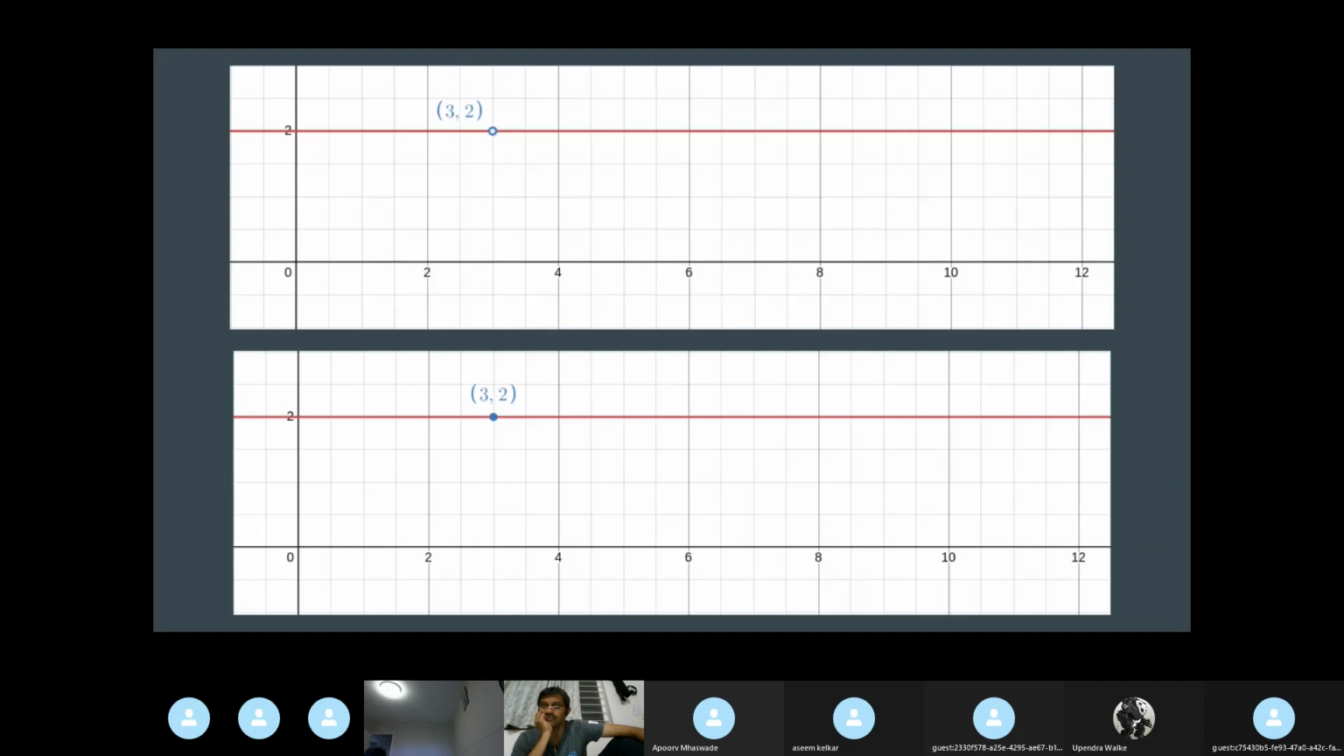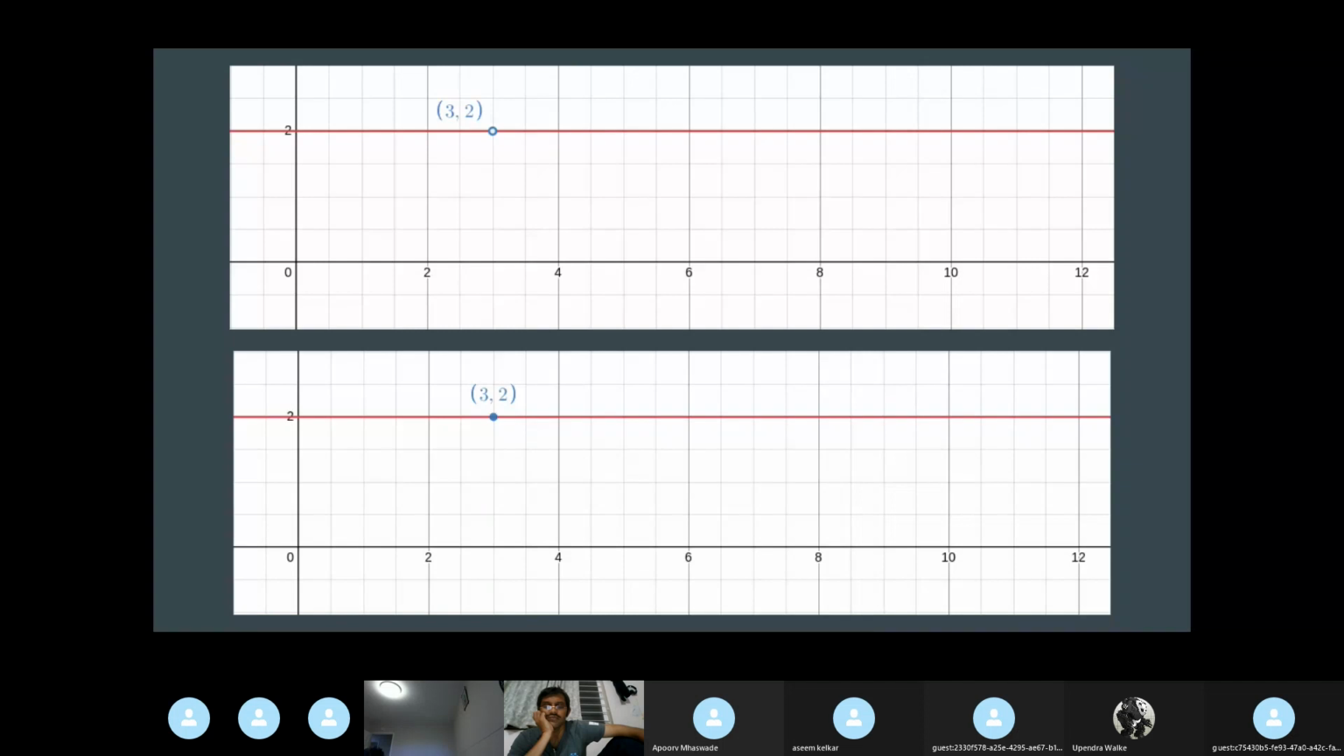These graphs will help a little. They're both graphs of the function y equal to 2, except the top graph has an open circle and the bottom graph has a closed circle at the point (3, 2). Now, the value of either graph, you choose the top one or you choose the bottom one, either graph will be 2.